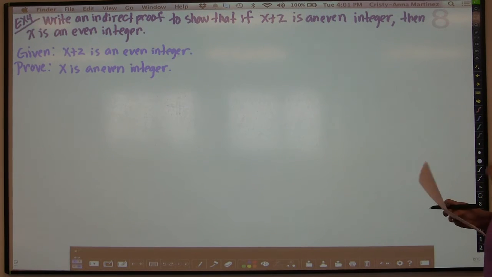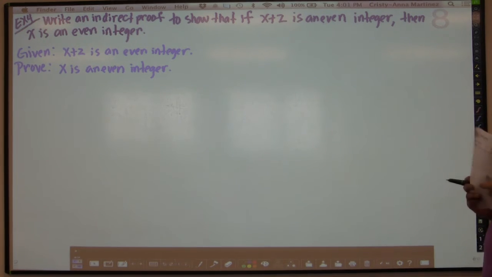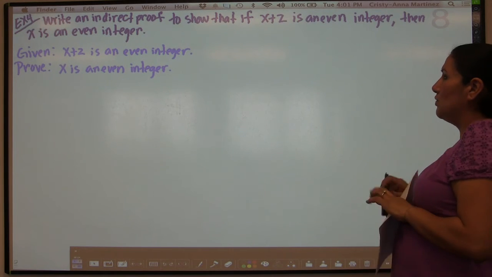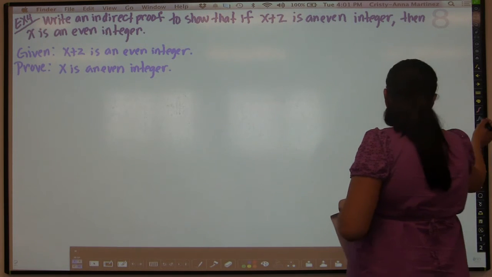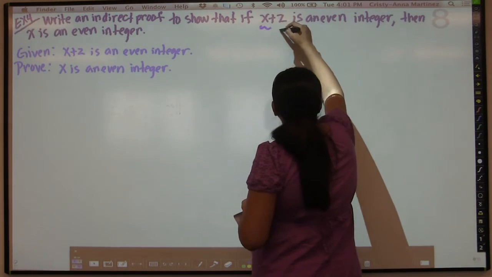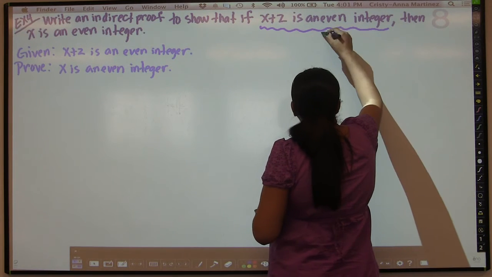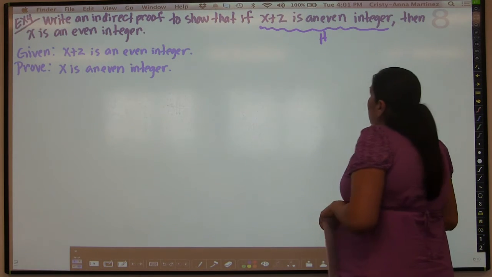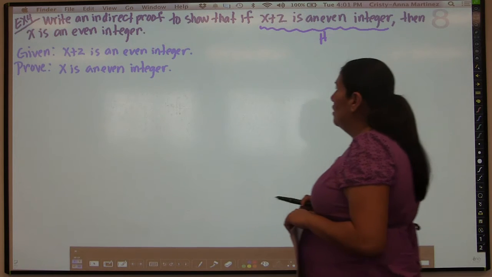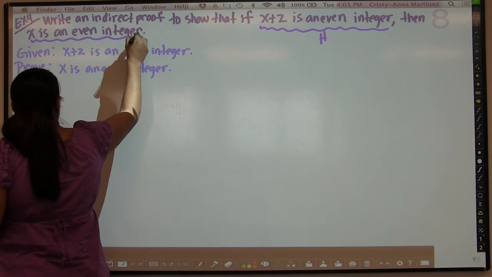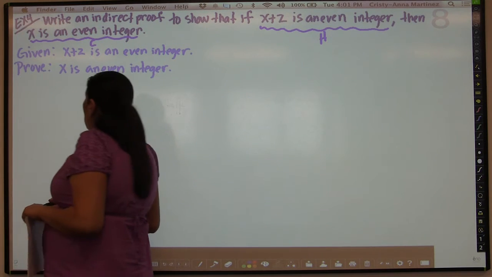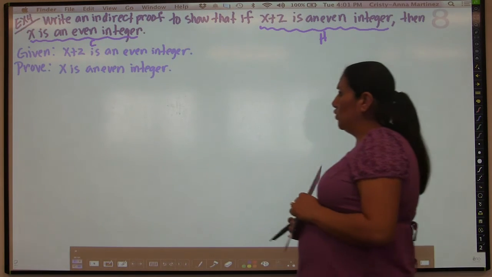And here we go. This one's going to be a little bit trickier, so hopefully you'll follow along. It says, write an indirect proof to show that if x plus 2 is an even integer, then x is an even integer. So here is our hypothesis, and here is my conclusion. And so I've already gone ahead and written down the given and the proof.